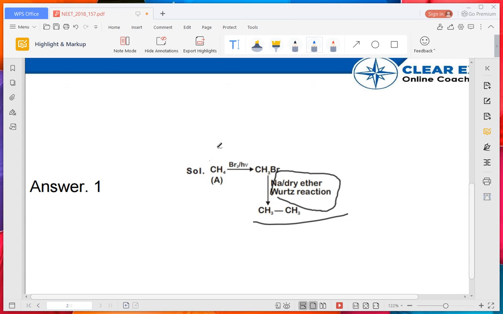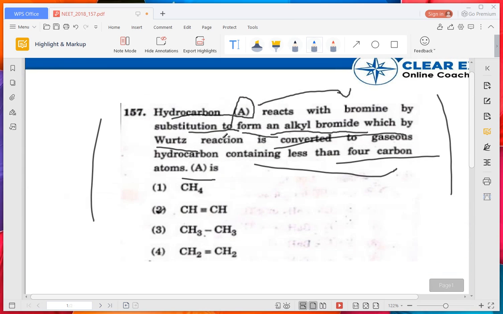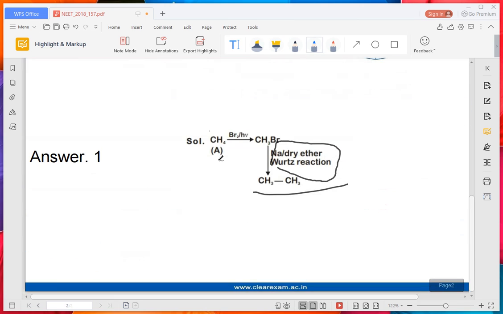So you have to just know that the alkyl bromide is the hint which helps you to find what's happening. So in this first part you understand what the main thing is, because as you know it's reacting with bromine and forming CH3Br. So if you just remove Br, you get the CH4, and this is what you get. So this is very easy to find in the A reaction.